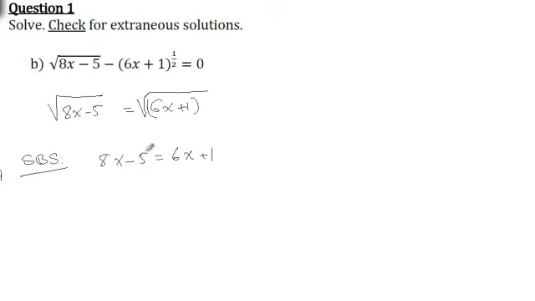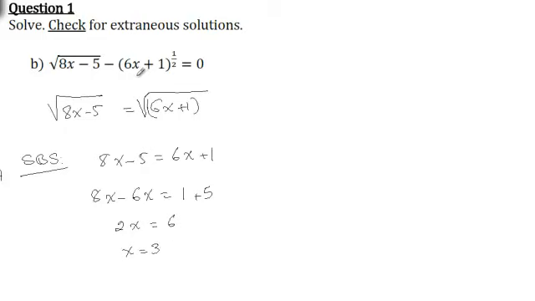Take x to one side and take the numbers to the other side. It becomes 8x minus 6x is equal to 1 plus 5. 8x minus 6x is 2x equals 1 plus 5 is 6. 2x equal to 6. So x is equal to 3 by dividing each side by 2. Now x is equal to 3.